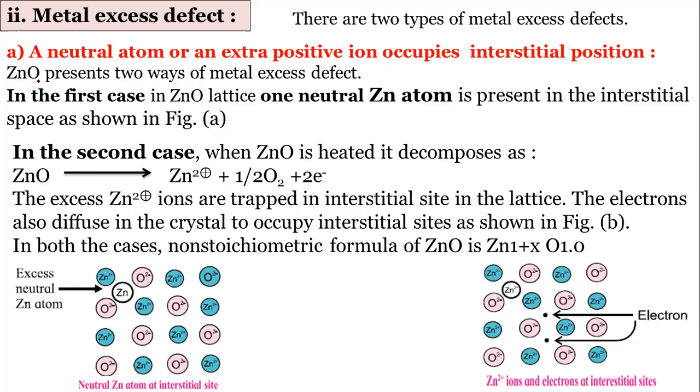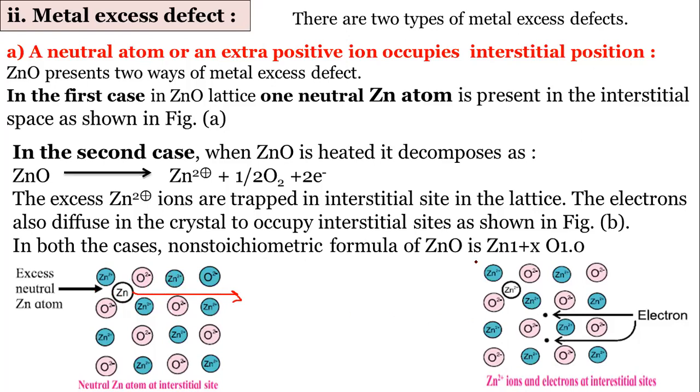In case of zinc oxide, there are two ways of metal excess defect. In the first case, in this ZnO lattice, one neutral zinc atom is present at the interstitial position. So this is the first type of metal excess defect.